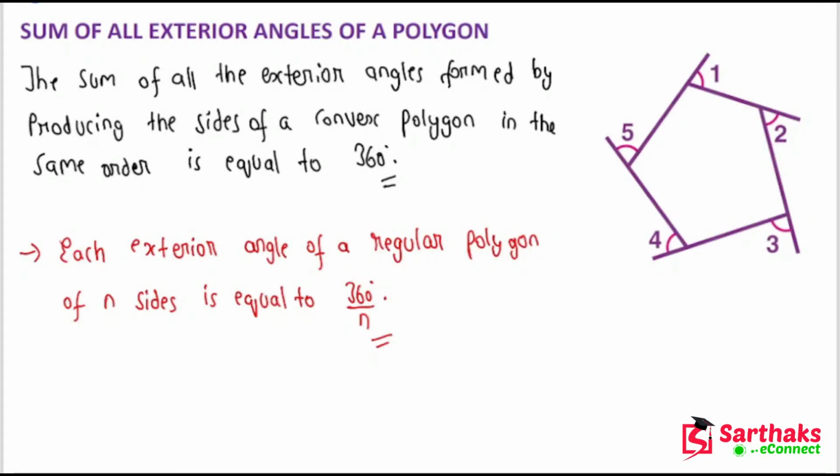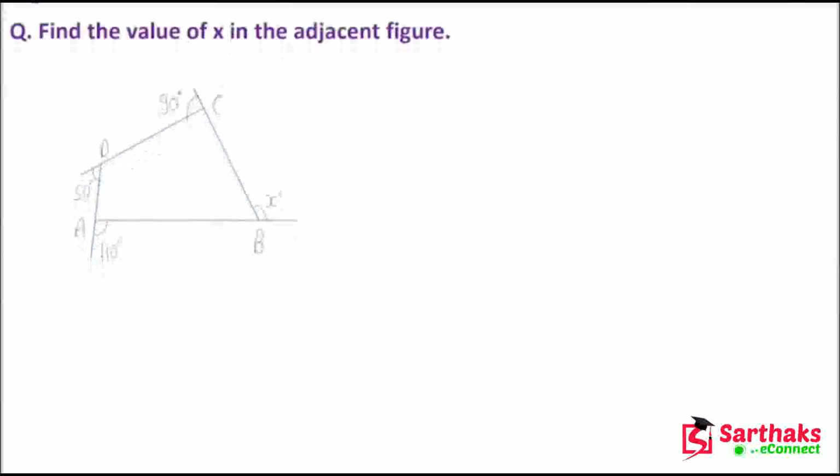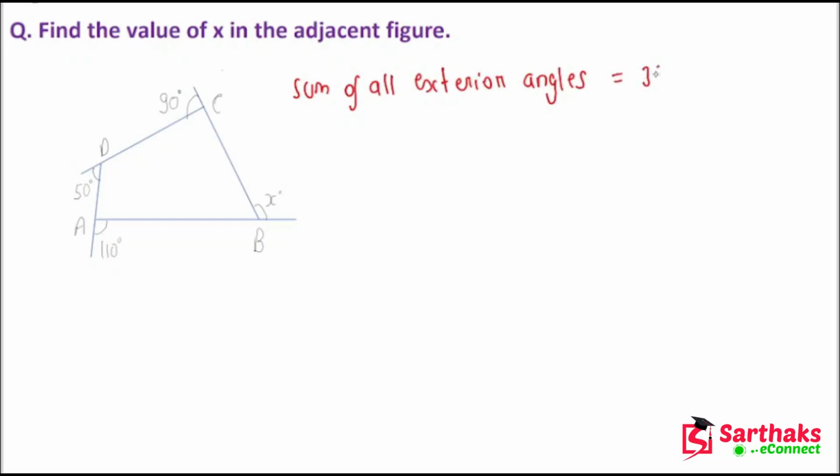Now let us do some questions based on these formulas to make the concept stronger. In this question we have to find the value of x in the figure. Now the figure is nothing but a quadrilateral, so we know that the sum of all exterior angles of a quadrilateral is 360 degree. Okay, sum of all exterior angles equals to what?